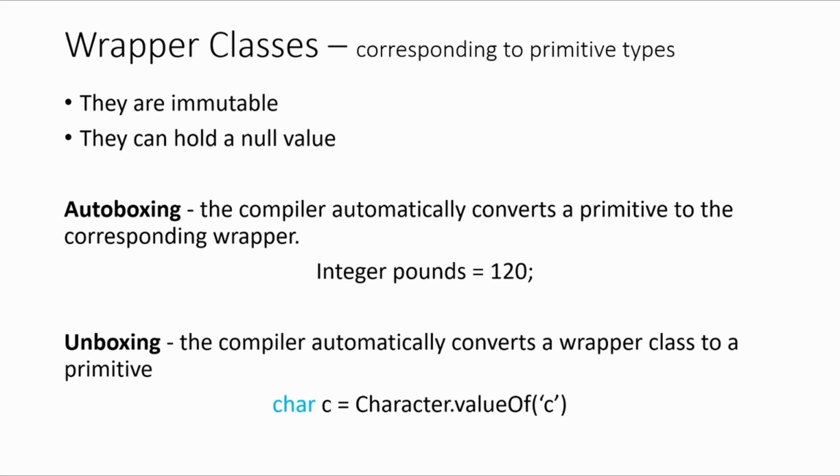Wrapper classes are the corresponding classes to primitive types. They are immutable. It means that if you create an object, then you cannot change it. They all are final classes. You have to create another object and then assign it to the reference type variable. You cannot make changes in the object. The beauty of wrapper classes is they can hold a null value. Your primitive cannot hold a null value.